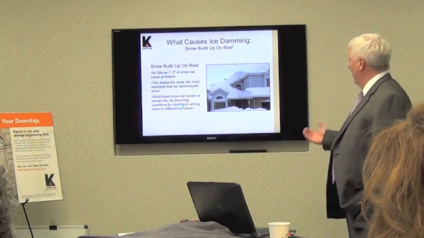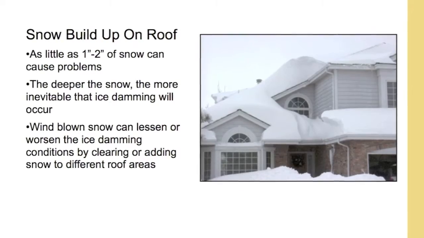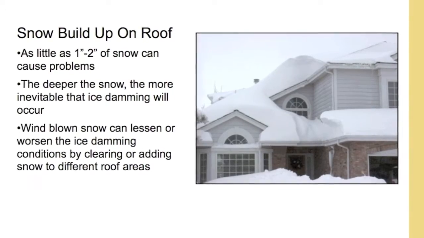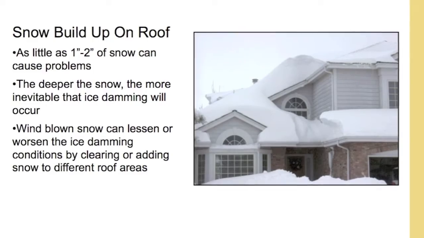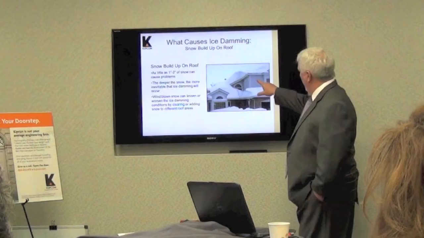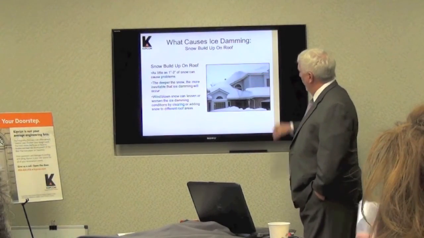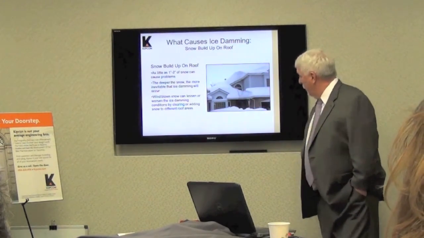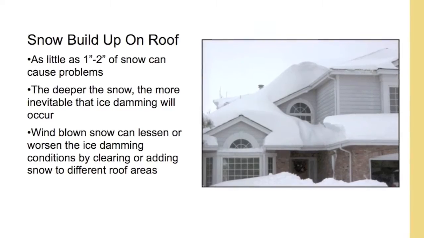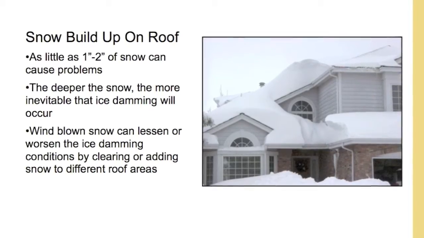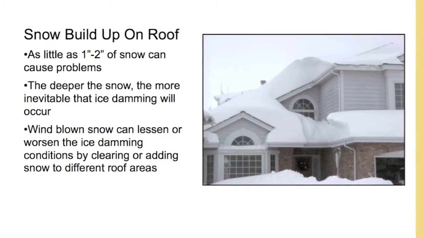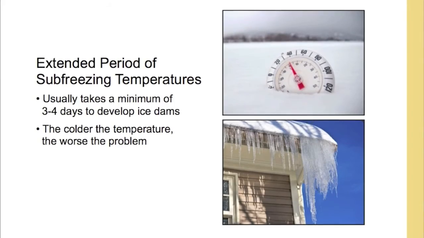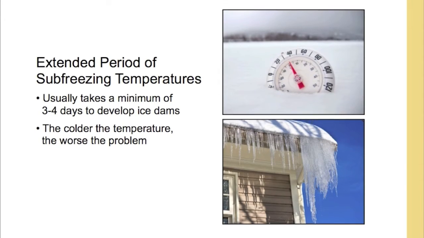So again, the snow buildup on the roof could be a problem with as little as 1 to 2 inches of snow. It doesn't have to be a deep blanket of snow like is shown here. And you can also see here, that's an ice dam right there at that edge of that roof. Down here it hasn't really started yet. But with that situation and the right temperatures, you'll get ice dams. And again, this is more of what causes it, sub-freezing temperatures.